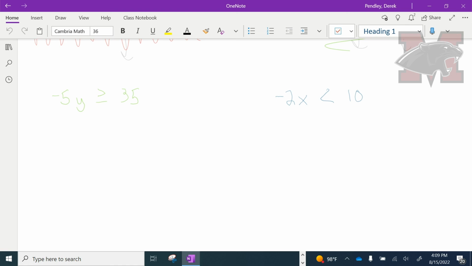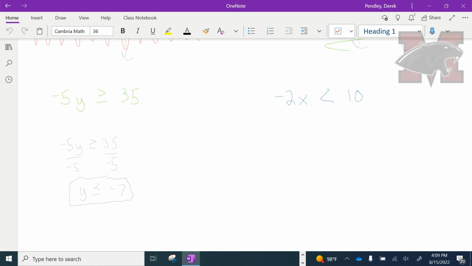All right, welcome back. So we're going to treat this just like an equation. So we're going to divide both sides by negative 5. I need to flip the inequality because I divided by a negative number. So y is less than or equal to negative 7.